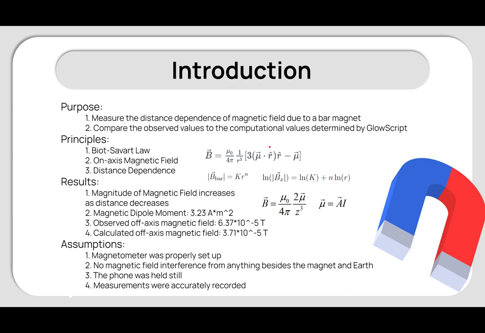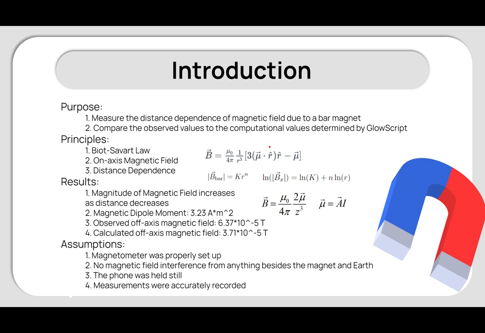For our overall results, the magnitude of the magnetic field increases as distance decreases. The magnetic dipole moment was seen to be 3.23 ampere times meter squared. The observed off-axis magnetic field is 6.37 times 10 to the negative fifth Tesla, and the calculated off-axis magnetic field is 3.71 times 10 to the negative fifth Tesla.